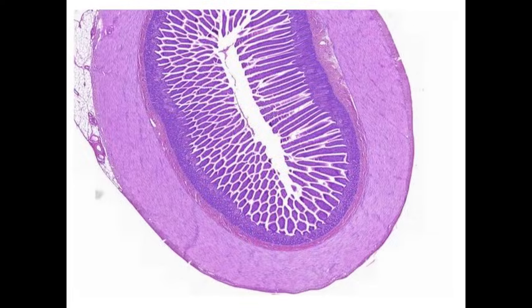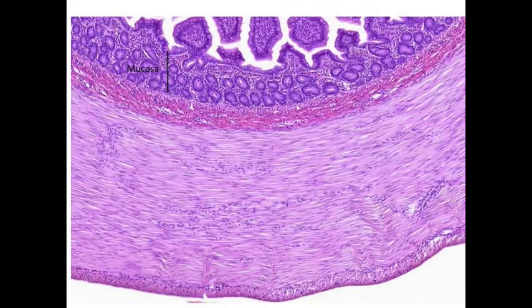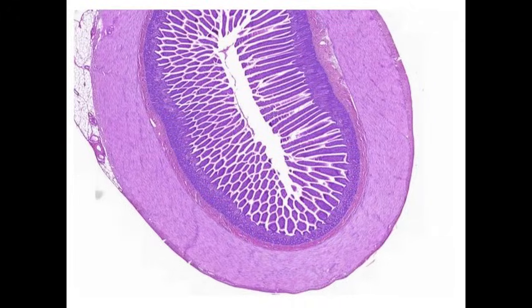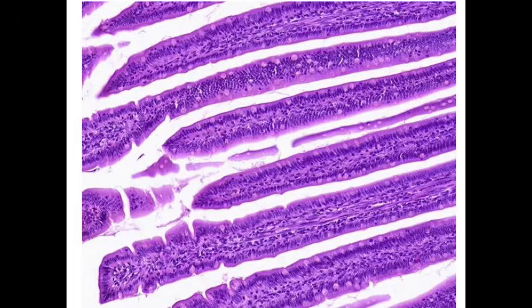A quick look at a transverse section of the jejunum shows the same basic organization, including the mucosa, submucosa, and muscularis externa. Note the absence of the Brunner's gland in the submucosa and the lack of Peyer's patches, which will be seen in the ileum shortly. A closer look at the epithelium shows a slight relative increase in the number of goblet cells in comparison to the duodenum.